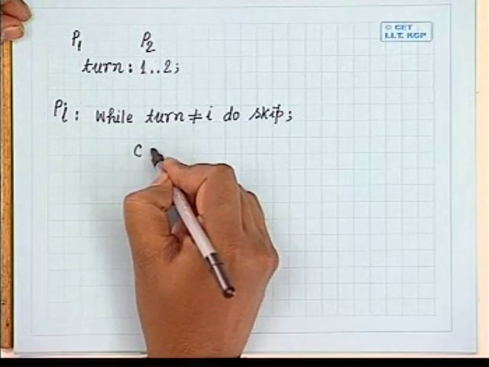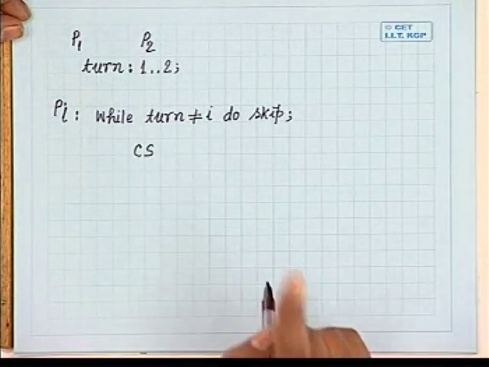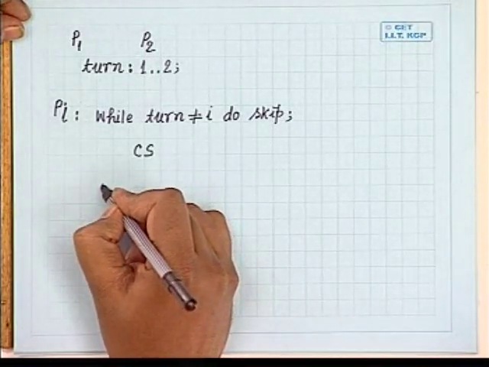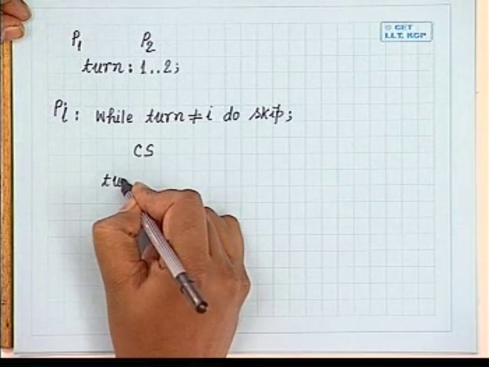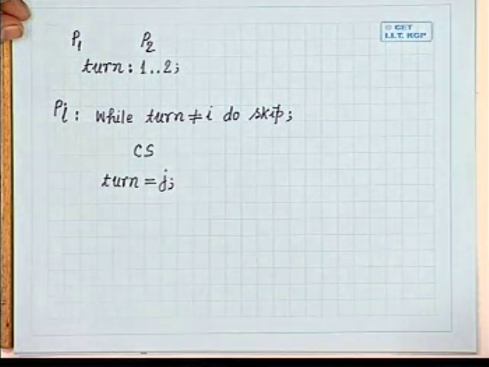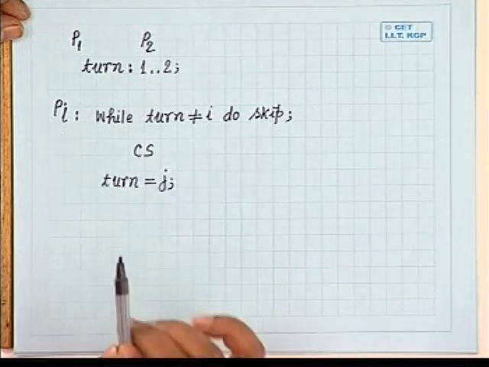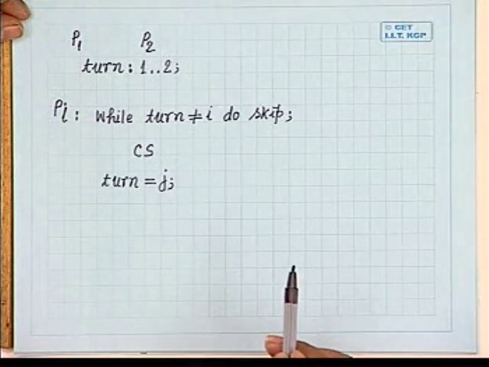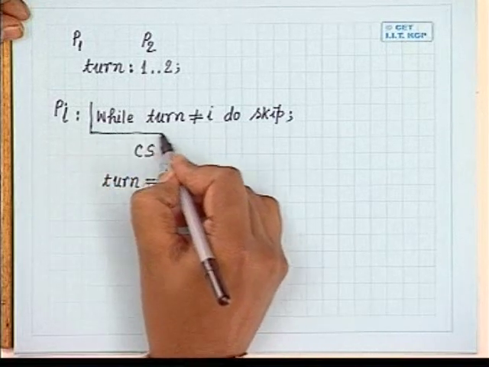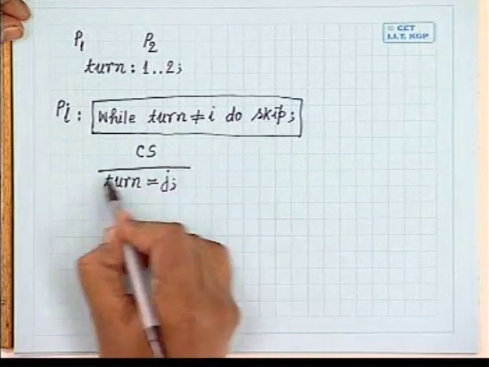Following this, I can have the critical section. When the process comes out of the critical section, it sets the turn for the other process. So in the exit section, it will simply set the value of turn equal to j. If i is equal to 1, j will be equal to 2. If i is equal to 2, j will be equal to 1. Okay. So this can be a simple natural solution that can come to mind. But is it a correct solution?